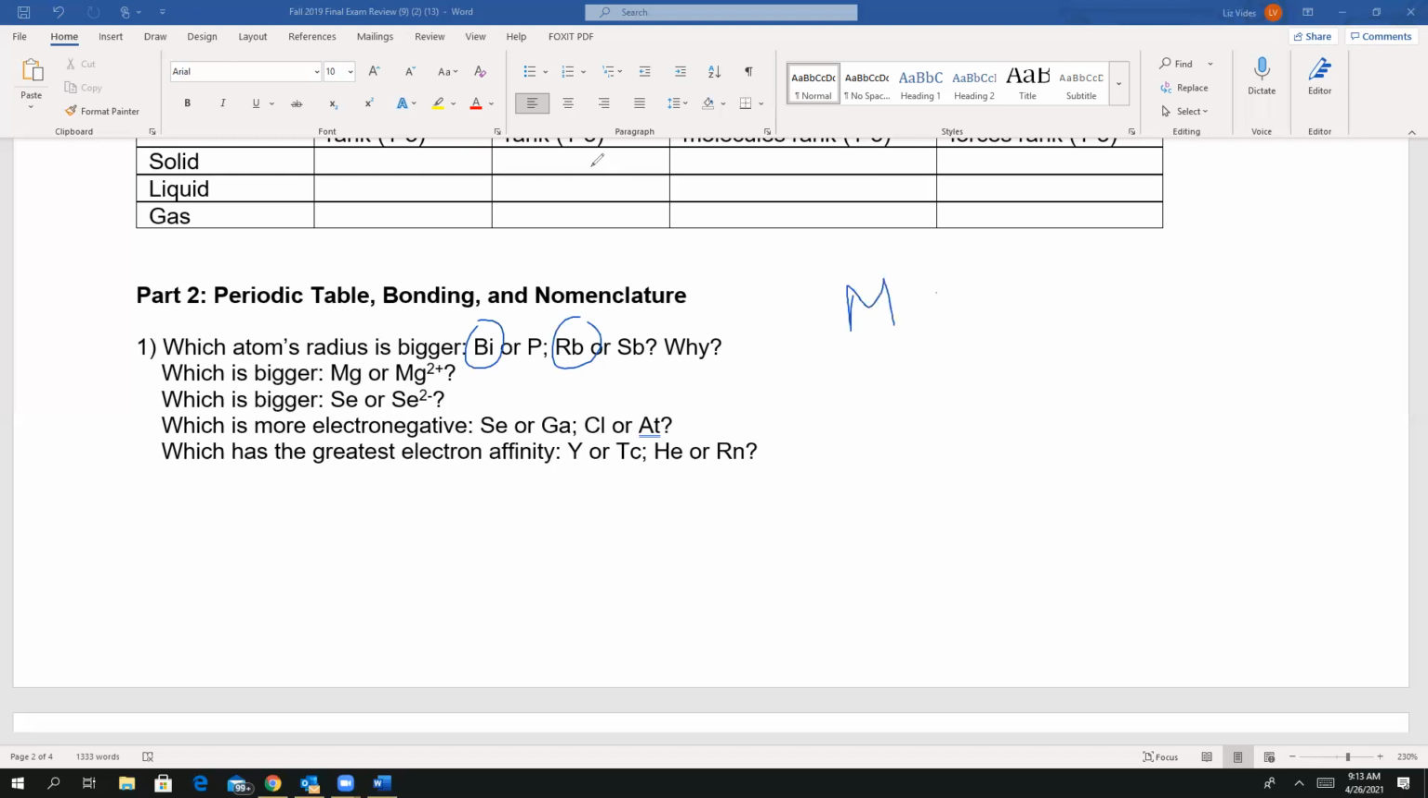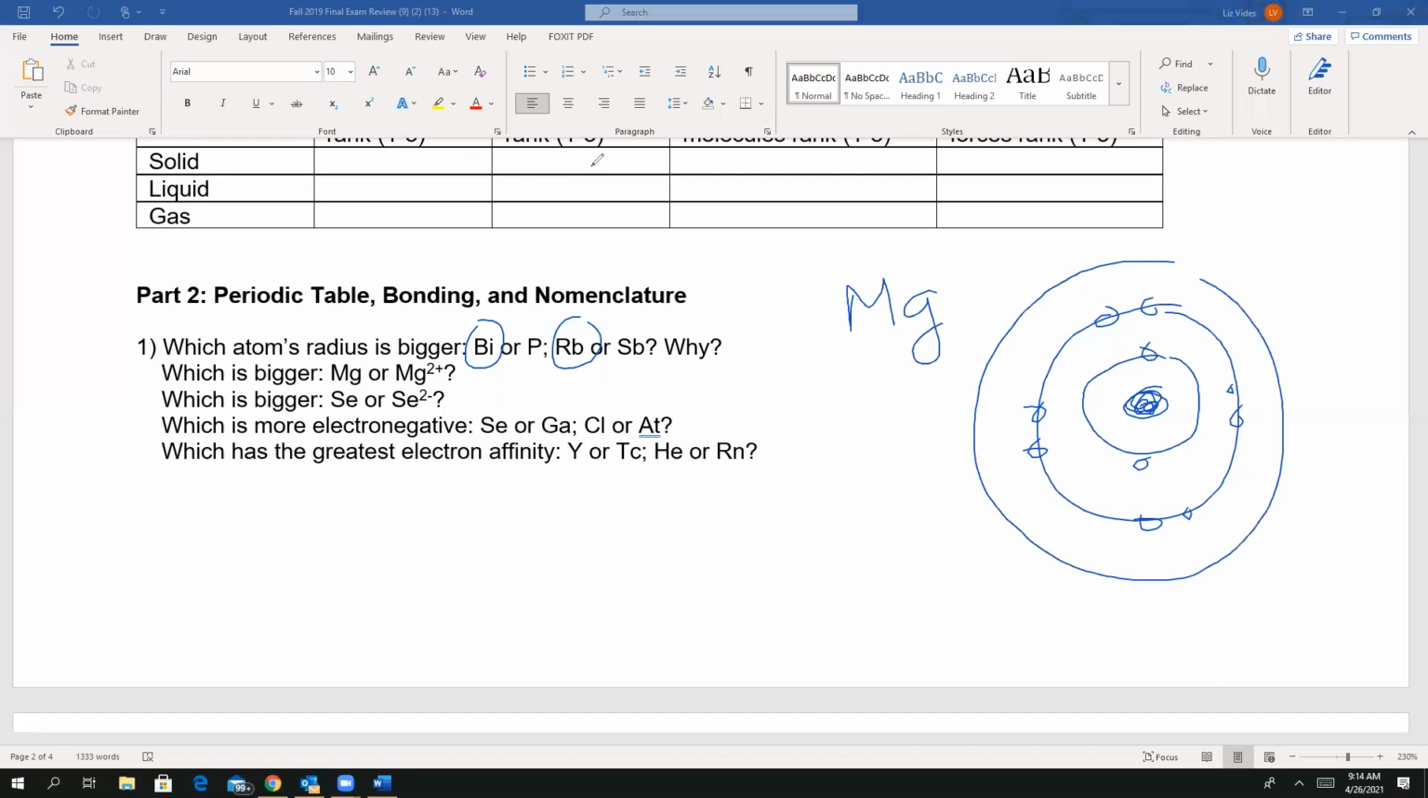Well, magnesium normally has 3. So this is your nucleus, right? Then you have 1 with 2 electrons. And you have the second one, which has 8 electrons. Right? And then the last one, which was only 2. Okay.